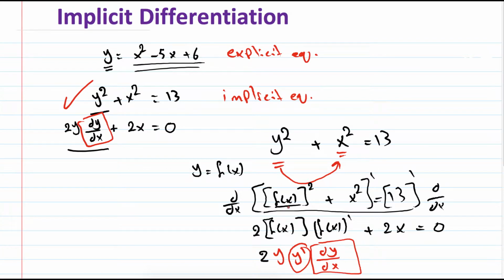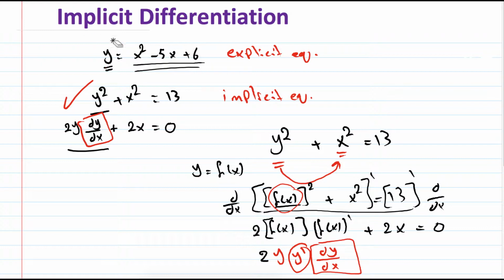You bring the 2 down, then take away 1 from the 2, and then you take the derivative of the inside, so it will be f prime of x. f prime of x is just dy over dx, the change that happens in y with respect to x. That's why after any y that you take the derivative of, you put dy over dx. That is basically implicit differentiation, and that's how you do it.